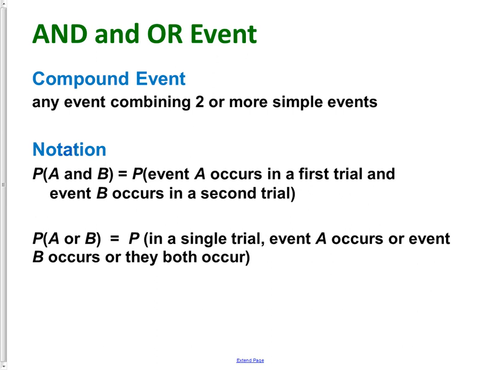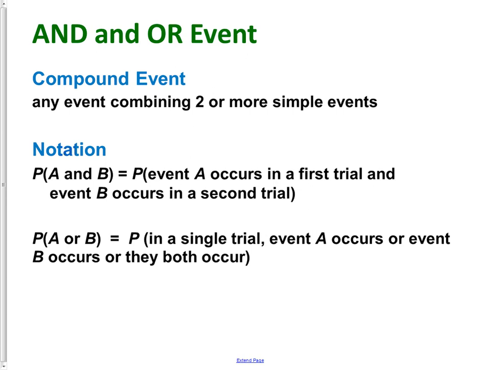Welcome back. One of the things that we have to make sure that we understand when we're talking about probability is the probability of compound events. That is, any event combining two or more simple events together. Calculating a probability of a single event is typically pretty easy. But when it comes to joining events together, we need to have some rules.